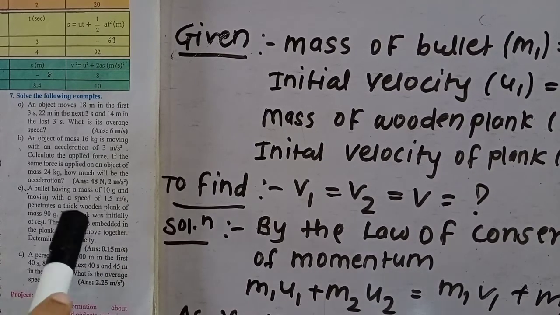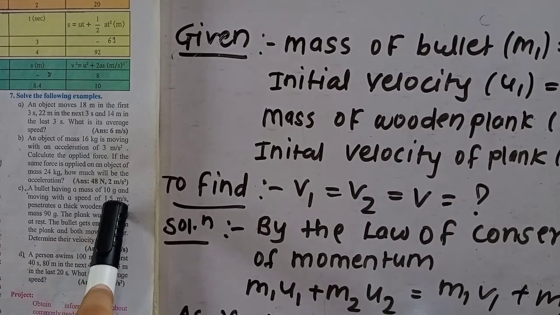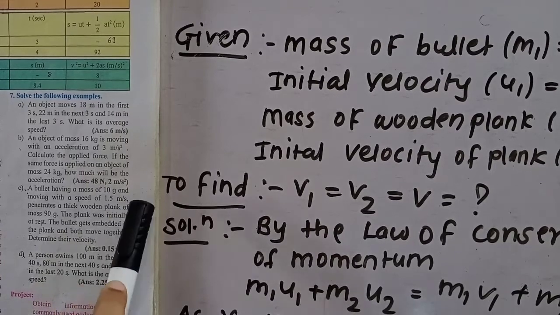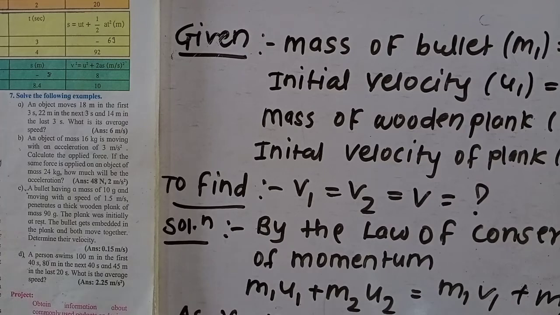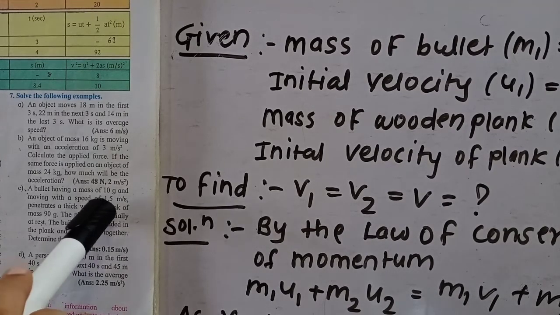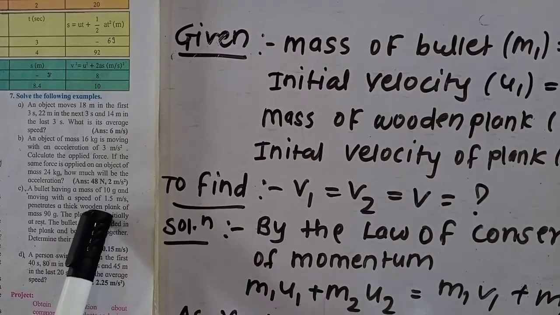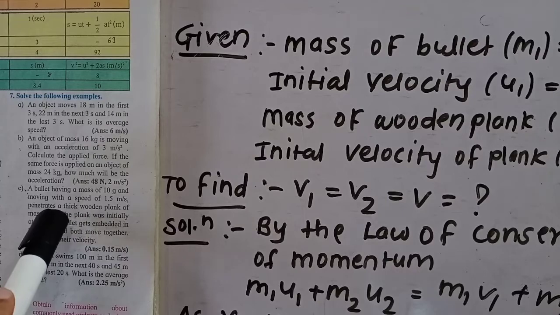Okay. A bullet. So there is one bullet having mass 10 gram and it moves with a velocity, and bullet is moving with a speed of 1.5 meter per second. So initially when the bullet is fired from a gun, what is the velocity? 1.5 meter per second. So mass of the bullet is 10 gram and initial velocity of the bullet u1 is 1.5 meter per second. Okay. Then penetrates a thick wooden plank of mass 90 gram. So mass of that wooden plank is 90 gram.